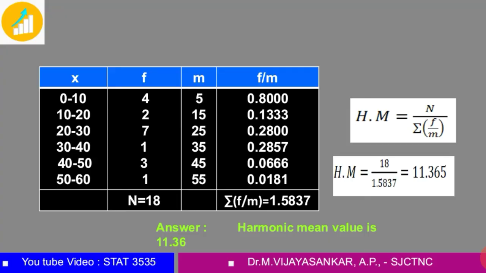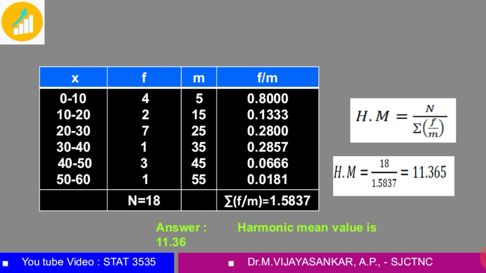The x values are given. We take x instead of class interval. The class interval values are given: 0 to 10, 10 to 20, 20 to 30, 30 to 40, 40 to 50 and 50 to 60. And also the corresponding frequency values are given: 4, 2, 7, 1, 3, 1. Now we are going to find our capital N value and summation of f by m value. Our capital N means the sum of all the frequency values. Summing these frequency values, we get our N value is 18.